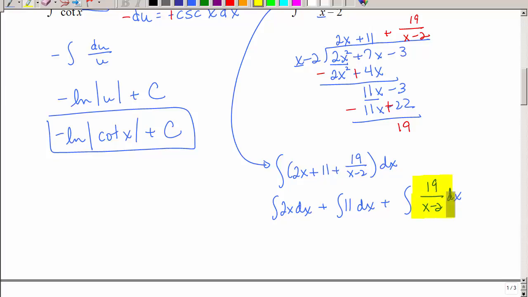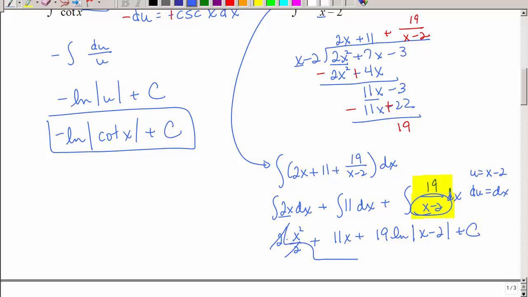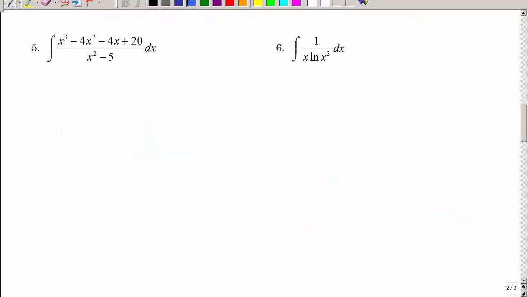And this is the one that's going to come into the natural log rule because now I have a constant over just x to the first degree. So this integrates as 2 times x squared over 2. This integrates to 11x, and then if I let u equal x minus 2, then du is dx. So I'm pulling out the 19, natural log of x minus 2 plus c. So really, there is your final answer. So let's practice that long division again. It's needed because we have an improper fraction.